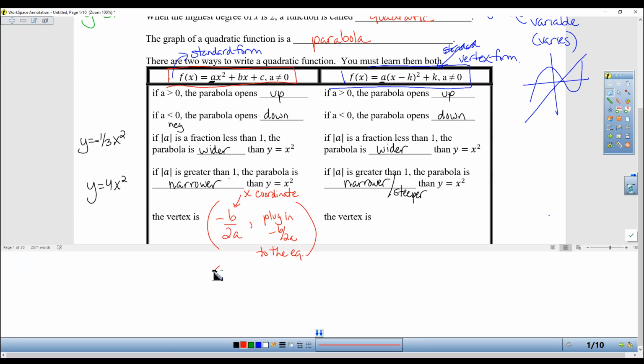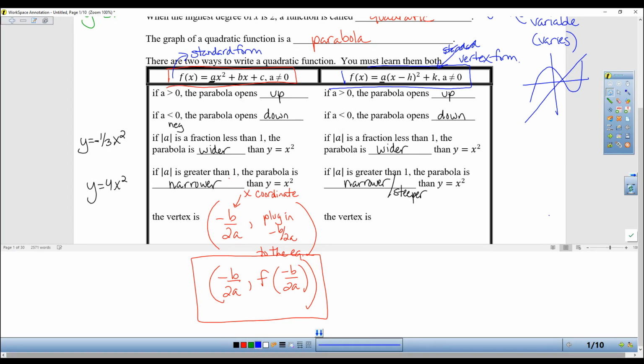The correct way to write this would be negative b over 2a, and then f of negative b over 2a. Remember, that notation always means plug this number in. So if you want to write it in the correct mathematical terms, you'll do it this way. But it's always good to have it on your paper as a little note to yourself: plug negative b over 2a into the equation. This is where vertex form really wins. The vertex is (h, k). You don't have to do any math at all. The vertex form is honestly far superior.